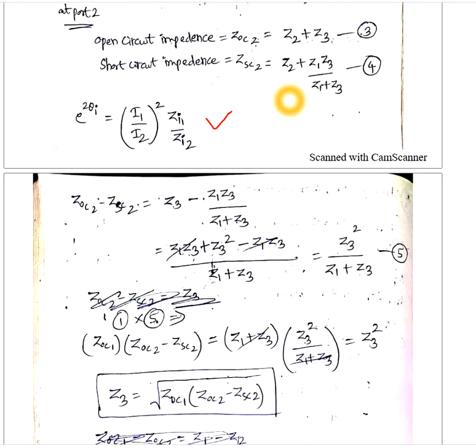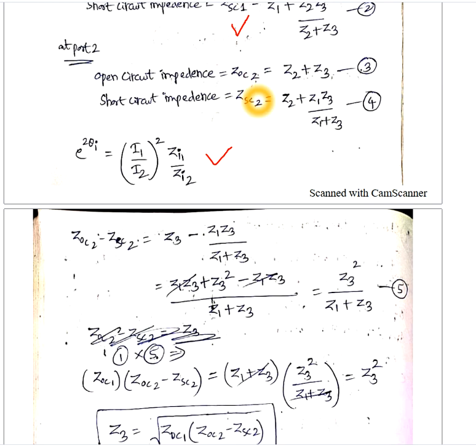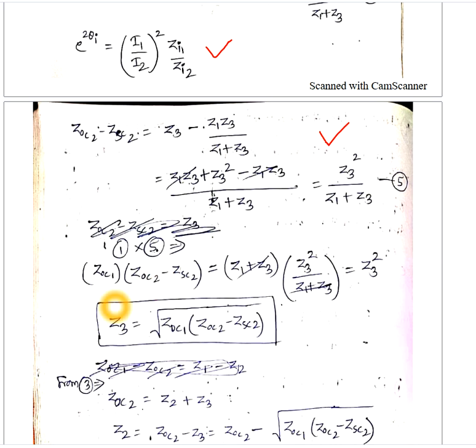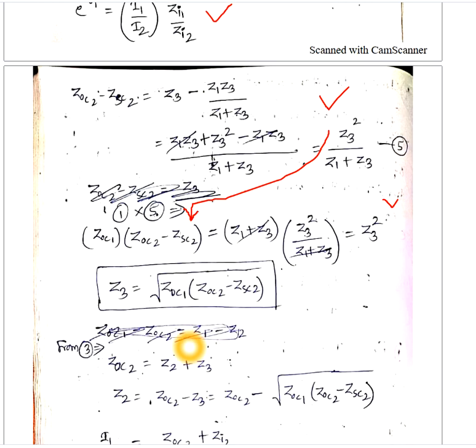Now we will do some manipulation based on the open circuit and short circuit impedances. First one is Z2OC minus Z2SC, which will give you this one. From this we do one more manipulation, that is ZOC1 into ZOC2 minus ZSC2. With this you will get Z3 squared. Now I will replace this Z3 squared with this one. When you do that, Z3 will be equal to the square root of Z1OC into Z2OC minus Z2SC.